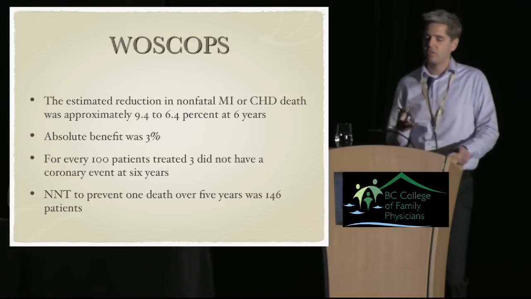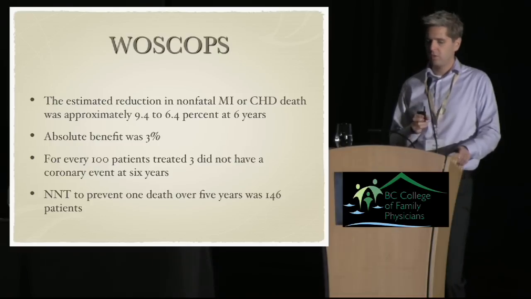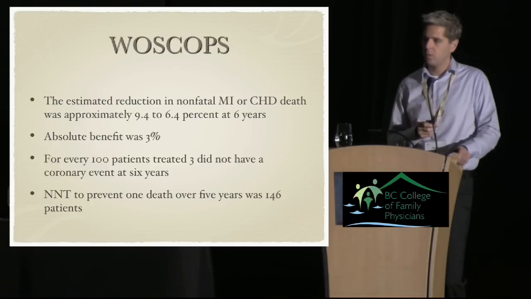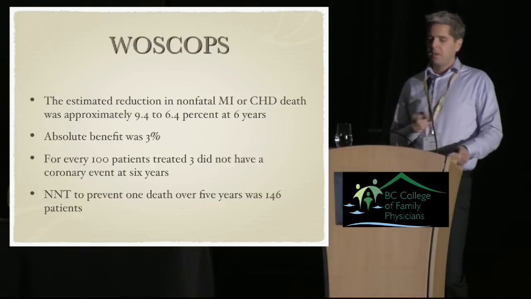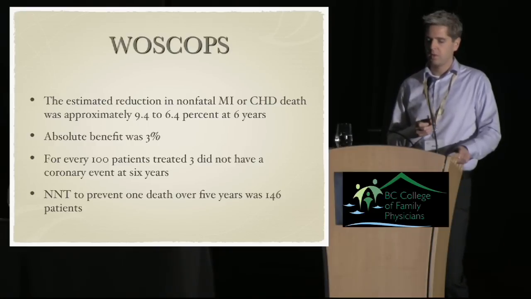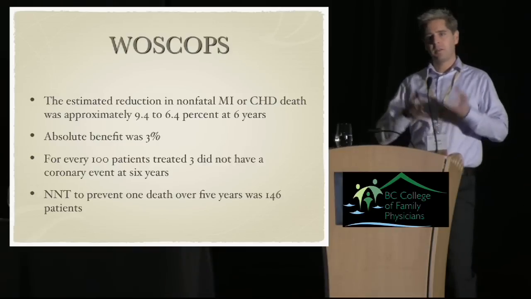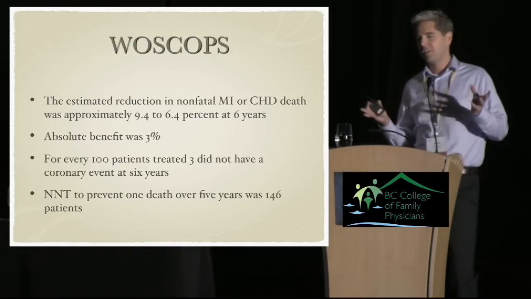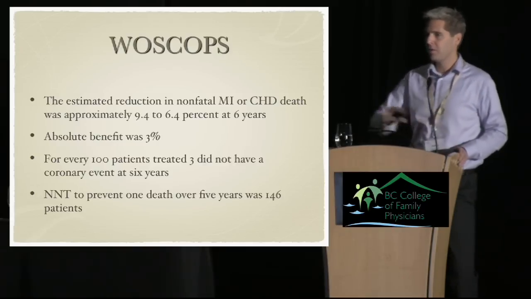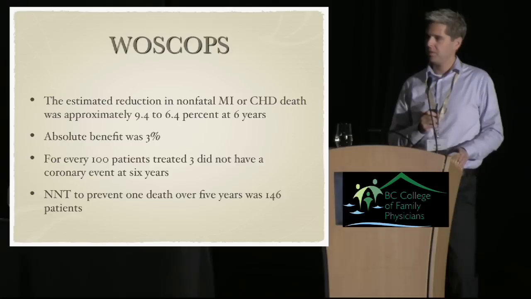So for every 100 patients that you put onto statin, pravastatin at 40, for 6 years, you prevented 3 coronary events. But if you actually look at mortality, the number needed to treat for actually preventing a death at the 5 to 6 year mark is 146 patients. Now, maybe that's a good number. If I said all the men in the audience here, say there's about 140, I've got to put you all onto statin for 5 to 6 years. One of you is going to not die because I do that.